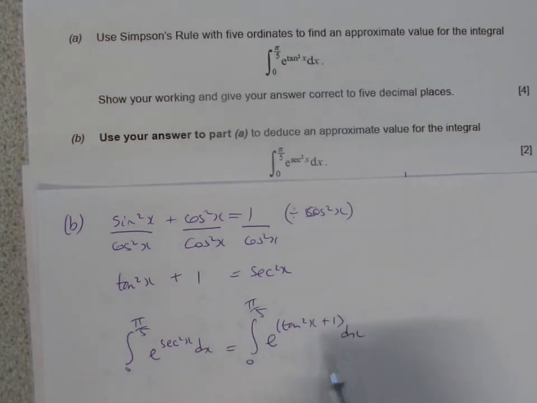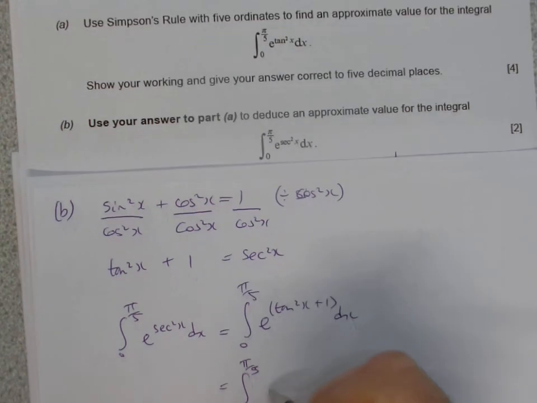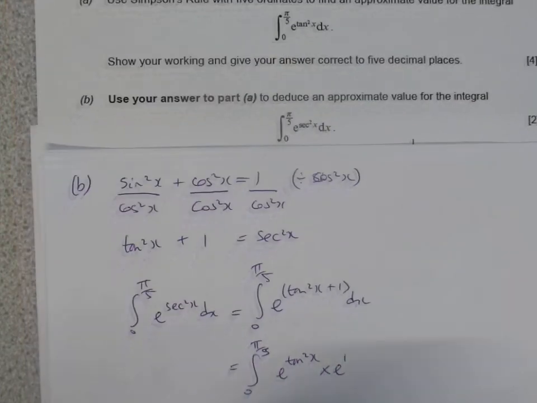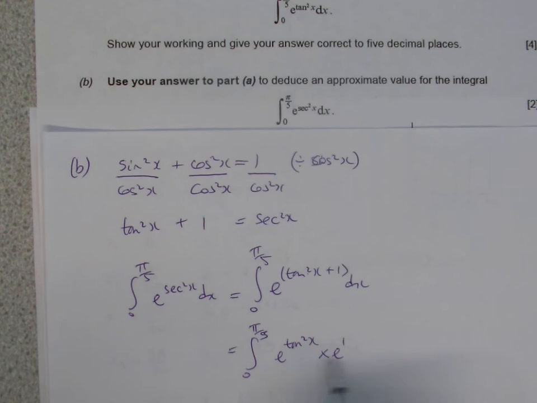And then, of course, when you've got powers involved, with a power here, e to the power, if you're adding, that would have stemmed from e to the tan squared x times e to the power 1, right? That's what happens, isn't it? When the powers have been added, it's a result of these being multiplied, because if you look at it the other way around, with these multiplied here, you add the powers, dx.